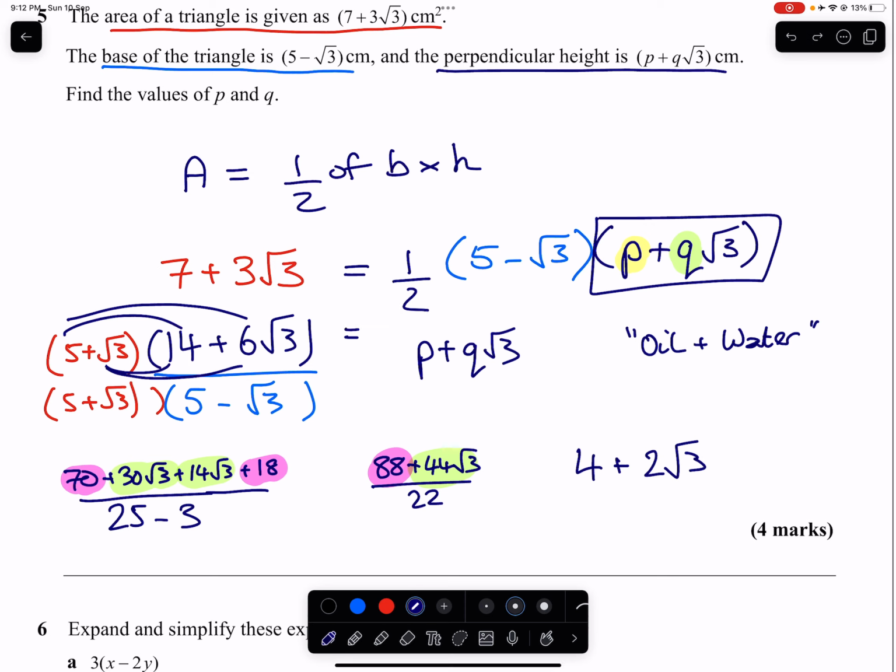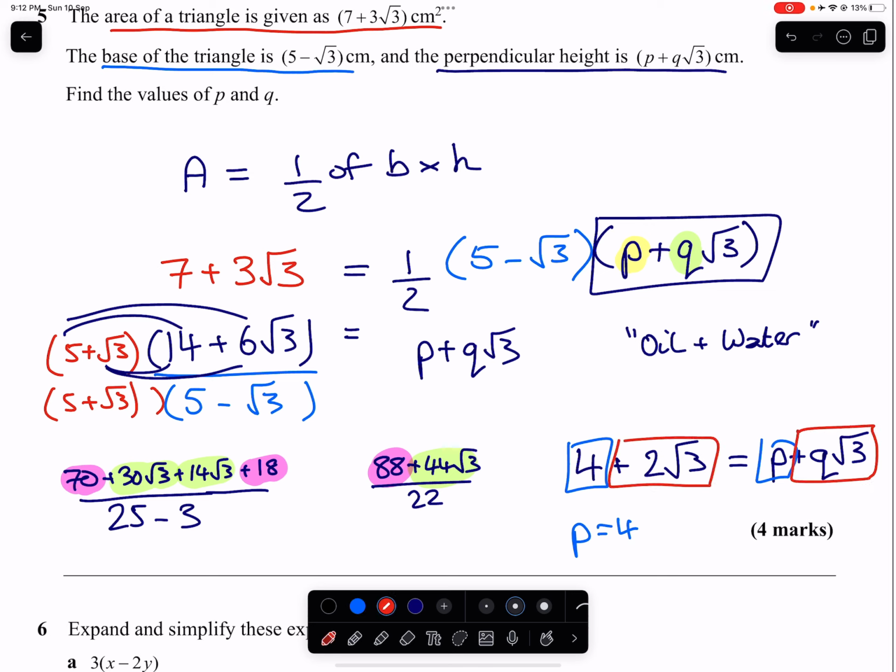Now, I haven't forgotten about this: this equals p plus q root 3 on the right-hand side. And now we have this oil and water situation because this is a number term, a whole number, and this is a surd term. These don't mix. On the left-hand side, we have a number term and a surd term that don't mix, which means the number term here and the number term here must be equal. P has to be 4. And then the surd term here and the surd term here are also equal, which means Q is going to be 2. Done.